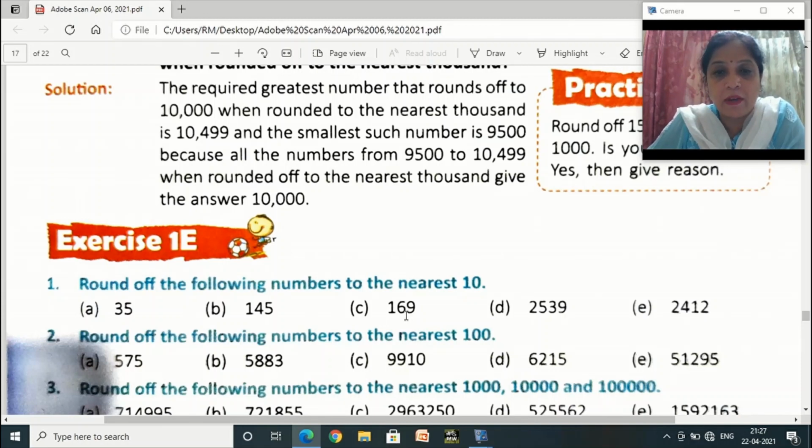where will it be rounded off? It will be rounded off to 1. So we will add plus 1 to 6, the digit at 10's place, and make the rest of the digits 0. So it will be rounded off to 170.